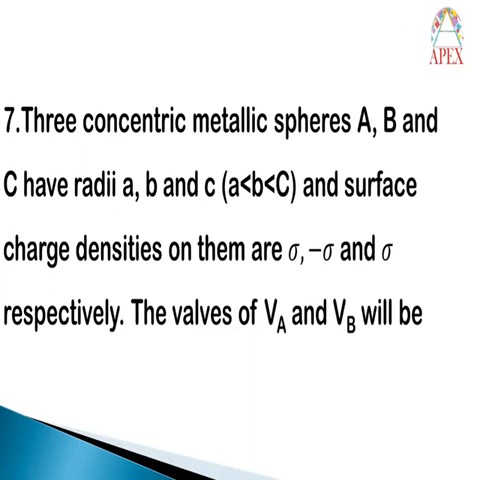Now, question number 7. Three concentric metallic spheres A, B, and C have radii capital A, B, C, small a, small b, small c, and surface charge densities on them are sigma, minus sigma, and sigma, respectively. The values of VA and VB will be. So finally, they are asking here the values of potential at A and potential at B. Okay. Now, just a minute.